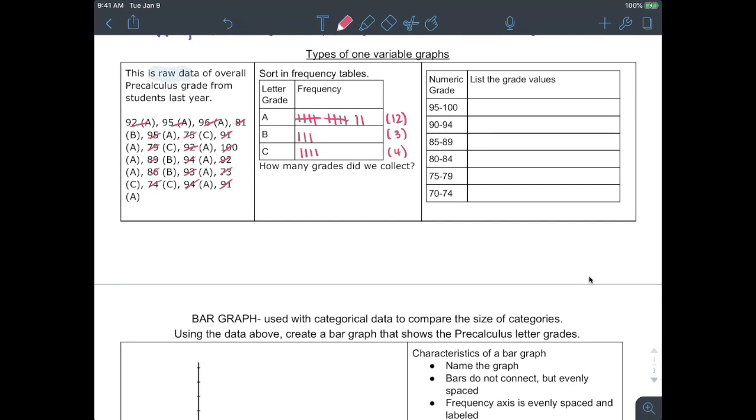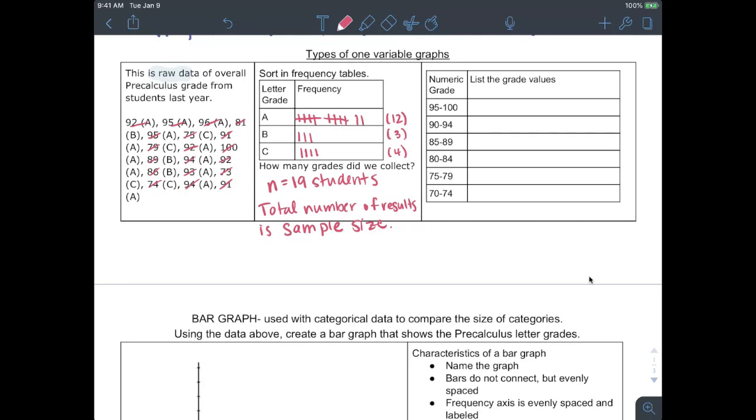In total, how many grades did we collect? So how many students did we pull information from? That would be 12 plus 3 plus 4, which is 19 students. We call this total number of results or data points the sample size. So how big is the sample? The sample was 19 data points, or 19 pieces of information.